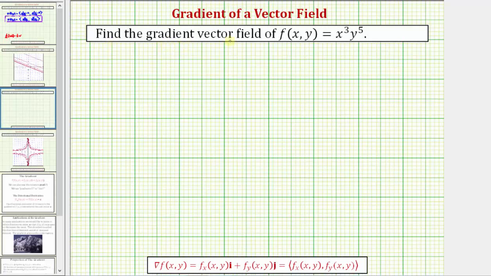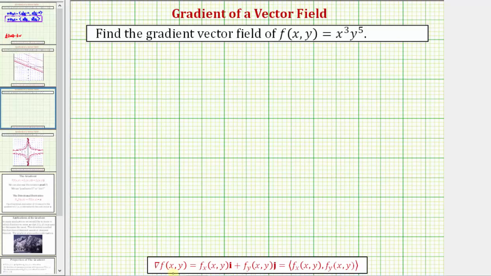We're asked to find the gradient vector field of f of x comma y equals x to the third, y to the fifth. Because our function is a function of two variables, the gradient vector field is going to be a two-dimensional vector field. To identify the gradient vector field, we use this notation here, and we often say del f.